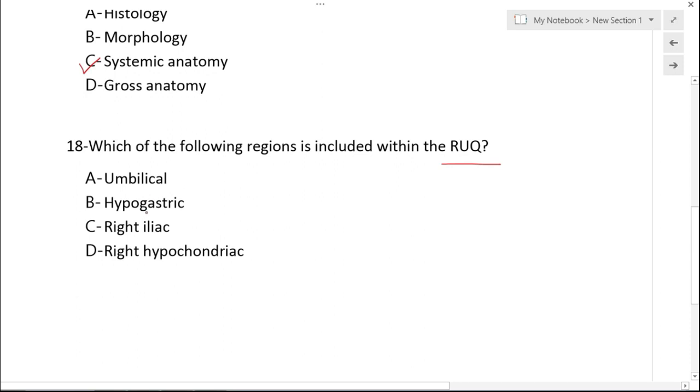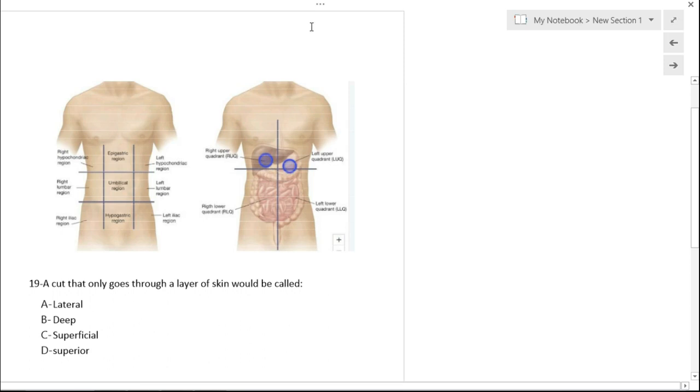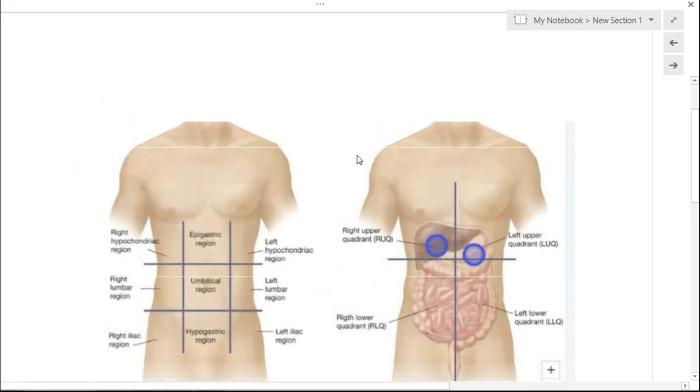Option A, umbilical. Option B, hypogastric. Option C, right iliac. Option D, right hypochondriac. The correct answer for this question is option D, right hypochondriac. That is included within the RUQ, right upper quadrant. Now we will see what the right upper quadrant is with the picture.